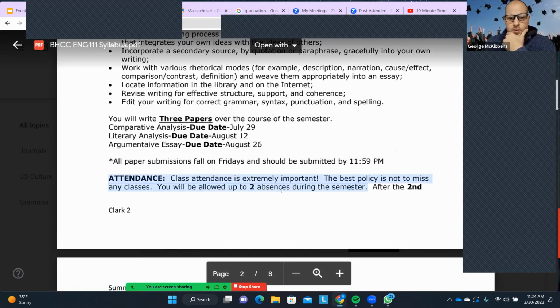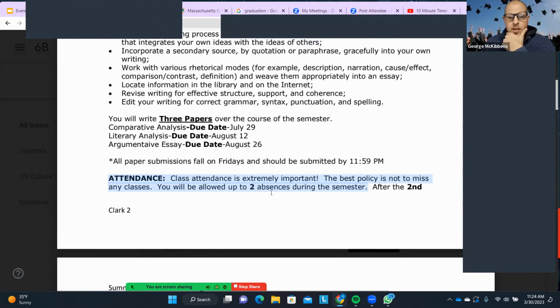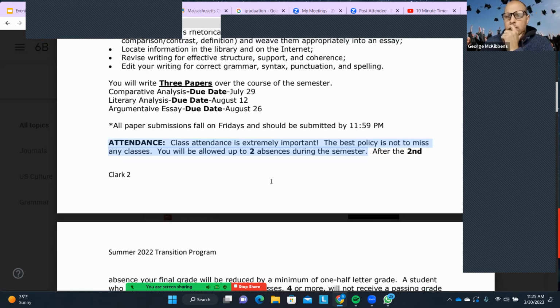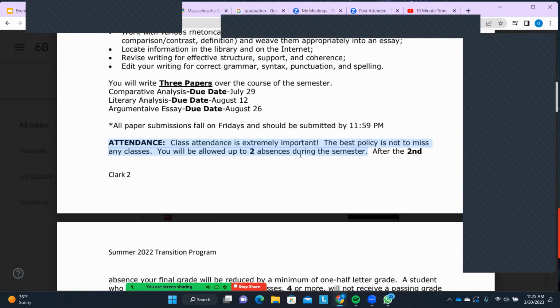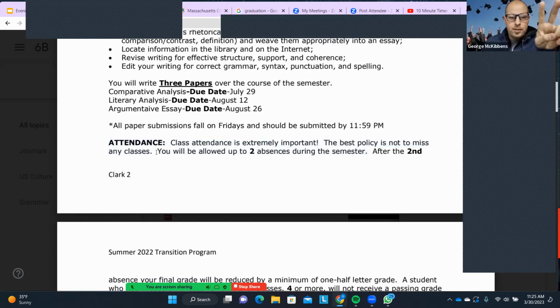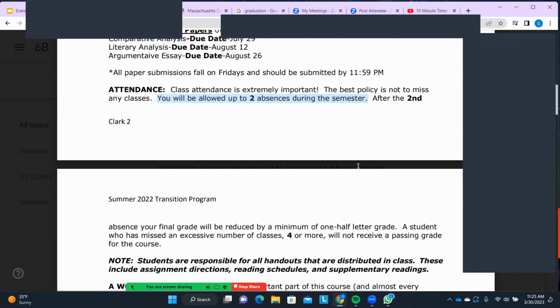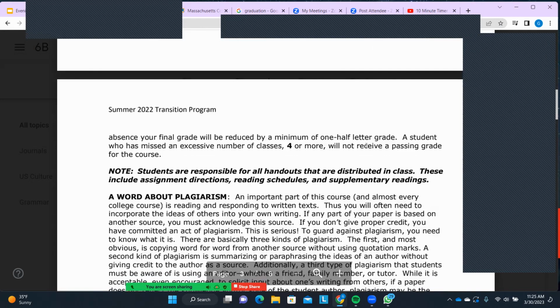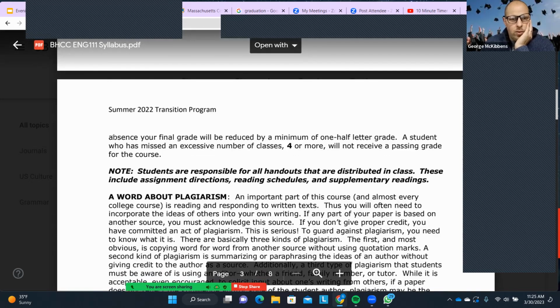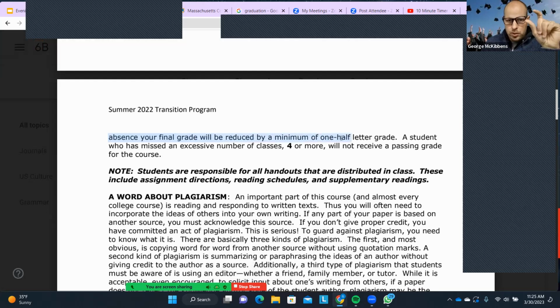Yes, so we learned about what were called penalties in the vocabulary. So you have attendance, you can miss 2 classes during the semester. Is that the same with your class right now, Mabel? You can have 2 absences in the semester, is that correct? Yes. Okay, so that hasn't changed. Yes, and so if you get more than 2, it says right here, your final grade will be reduced by a minimum of half a letter grade. So that's losing a lot of points.